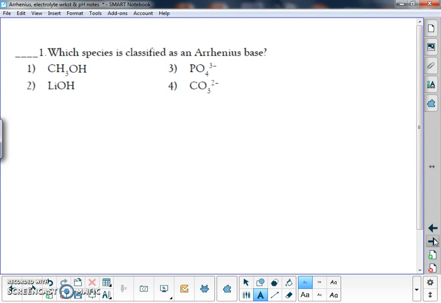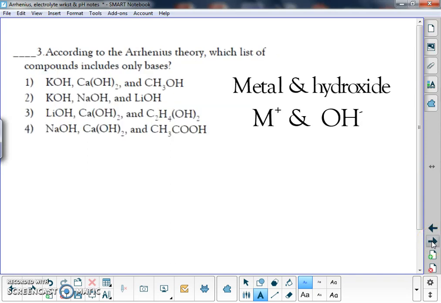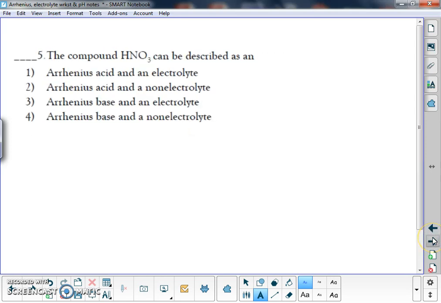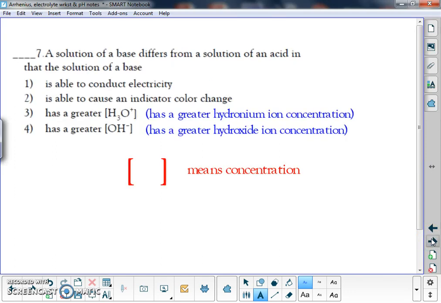Number 1 is 2. Number 2 is 1. Number 3 is 2. Number 4, 1. Number 5, 1. Number 6, 2. Number 7, understand that the square brackets, they mean concentration. So the answer to number 7 is 4.